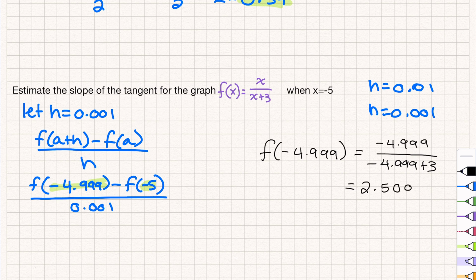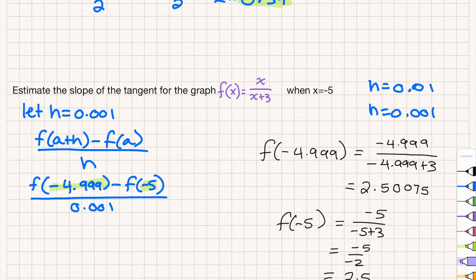So we get 2.500. In your calculator, if you want to know the exact value, it's 2.50075. For f(-5), we have -5 over -5 plus 3. So -5 over -2, so 2.5. These are the two values we're going to use.